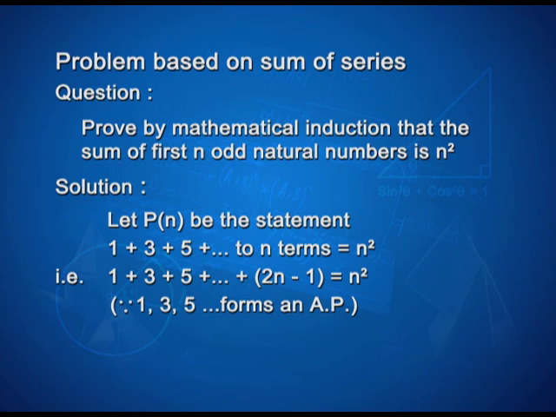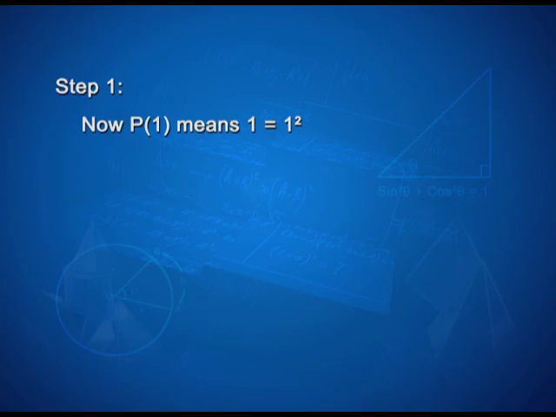Look, the given numbers are forming an AP 1, 3 and 5. First term is 1 and common difference is 2. So, the nth term can be written as 1 plus n minus 1 into 2, which is simplified as 2 n minus 1. Now, step 1, P 1 means 1 is equal to 1 square, which is true. That implies P of 1 is true.